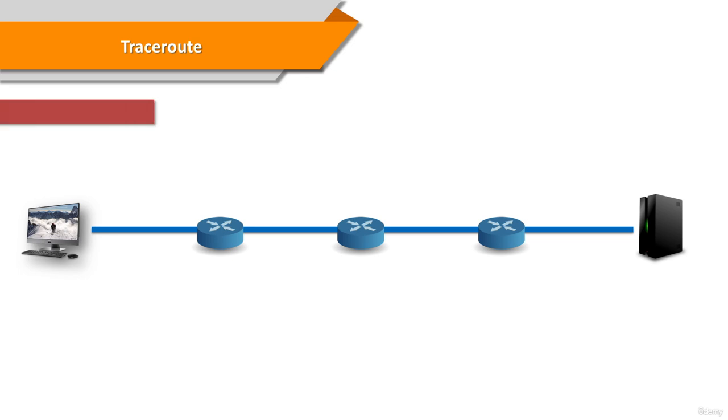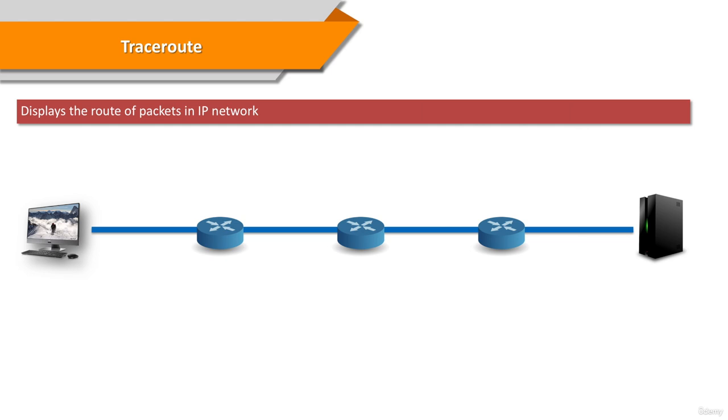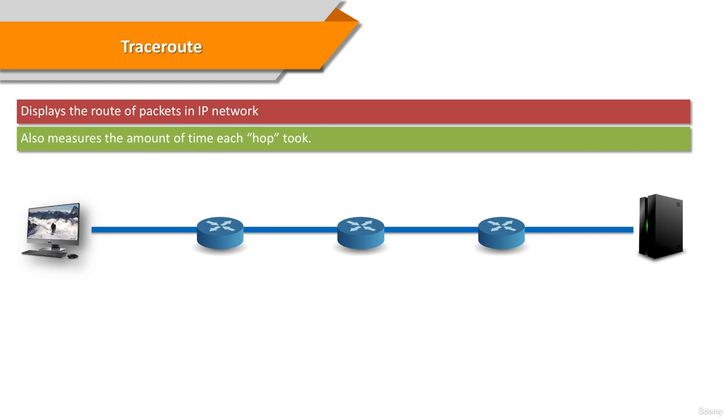Traceroute is a computer network diagnostic tool for displaying the route or path of packets through the internet between your computer and a specified destination computer. It also measures the amount of time each hop took. When you run the utility, it initiates the sending of a packet, including in the packet a TTL, a time-to-live value, which is also known as a hop limit.